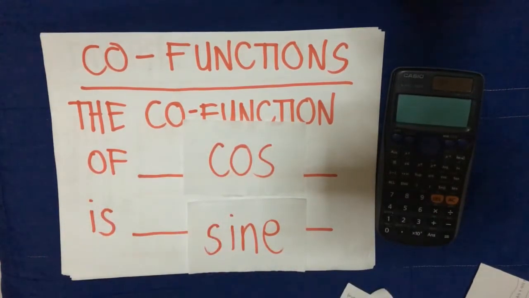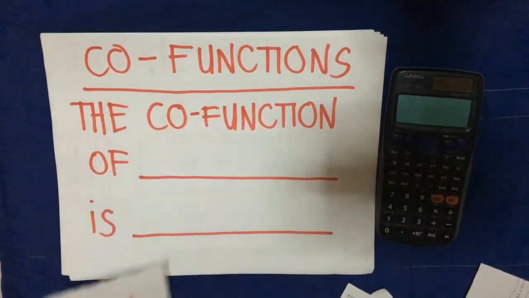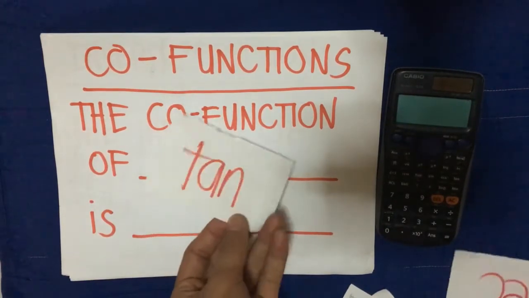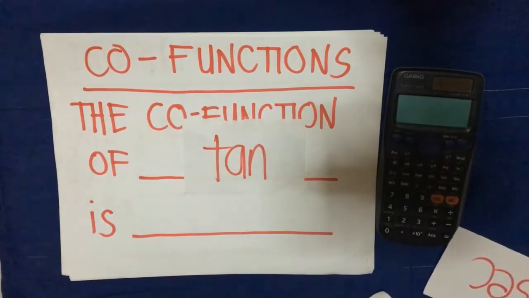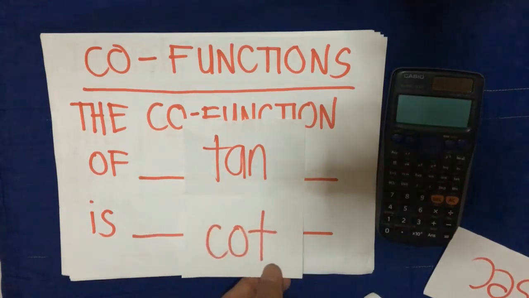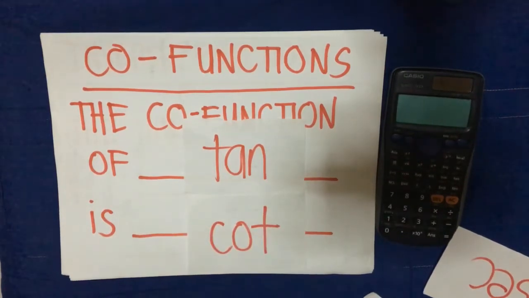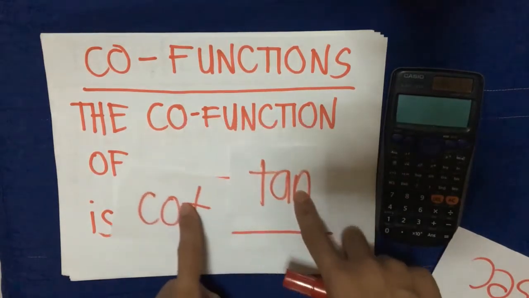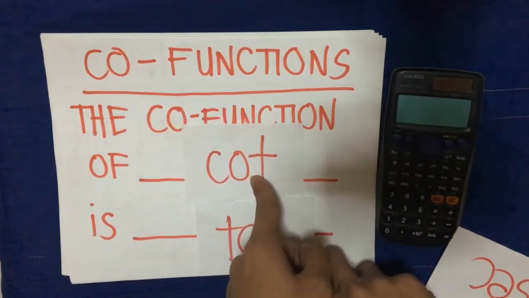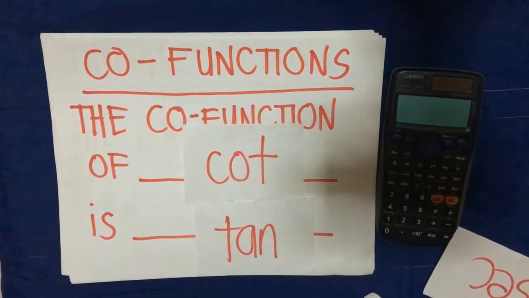The co-function of cosine is sine. Obviously, how are you going to identify the co-function of any trigonometric function? The clue there is the word co. Let's proceed to tangent. What is the co-function of tangent? Obviously that is cotangent. Again, the co-function of tangent is cotangent, and that is also vice versa. The co-function of cotangent is tangent.